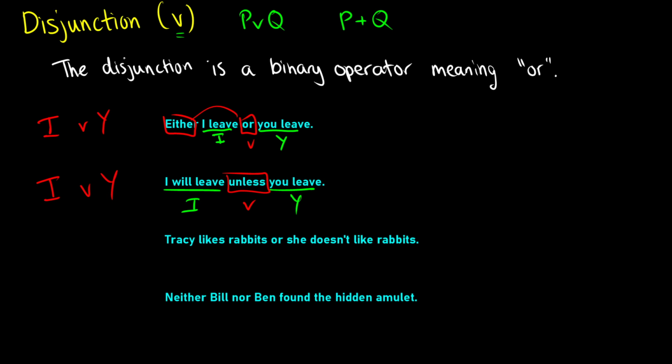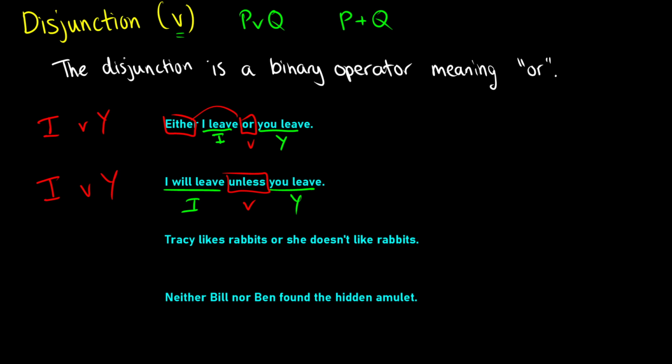So I will leave unless you leave. It's the same thing as I will leave or you leave. Because what this means is I will leave unless you leave. So I will leave if you don't leave, or if you do leave, then I won't leave. Let's just move on to the next example.